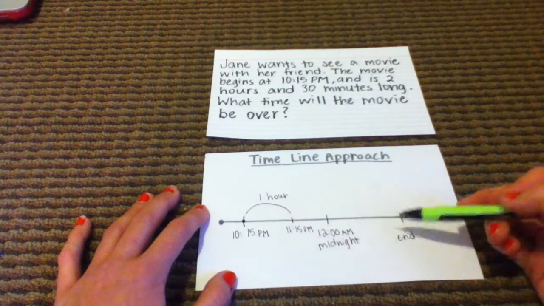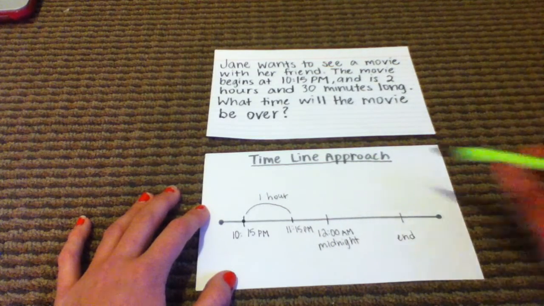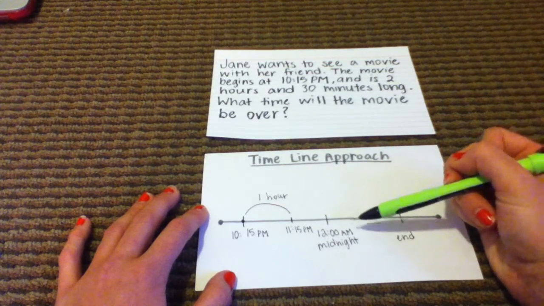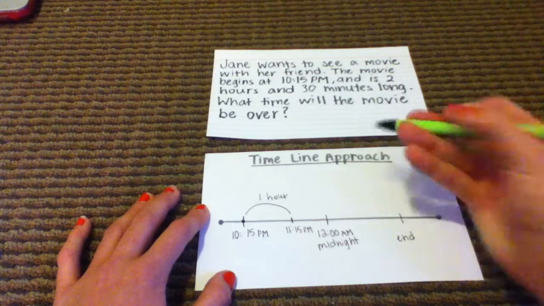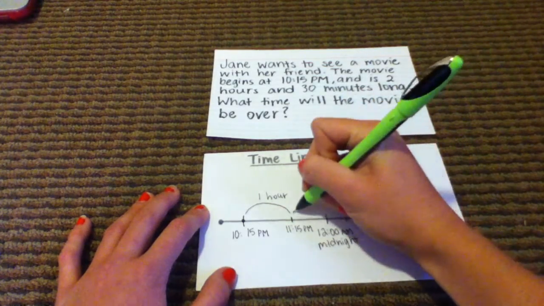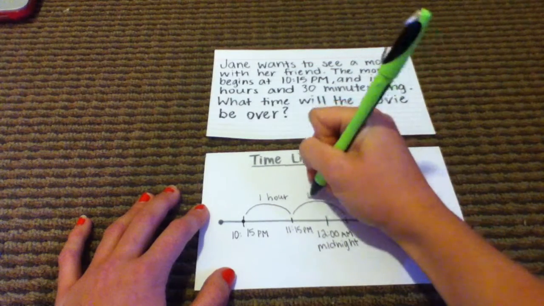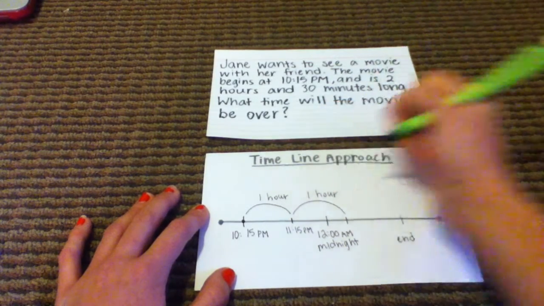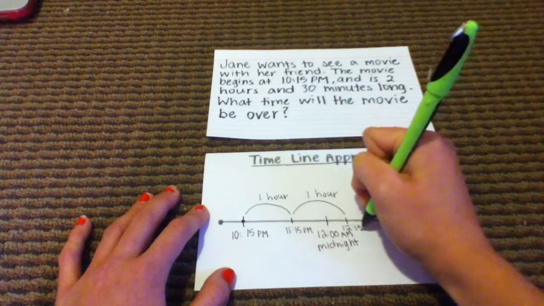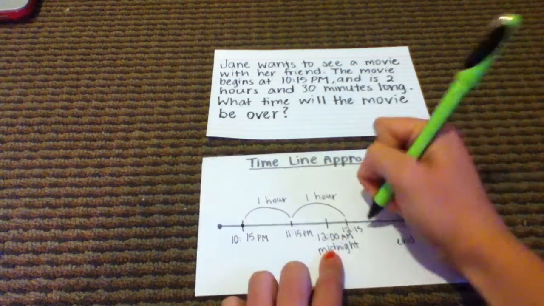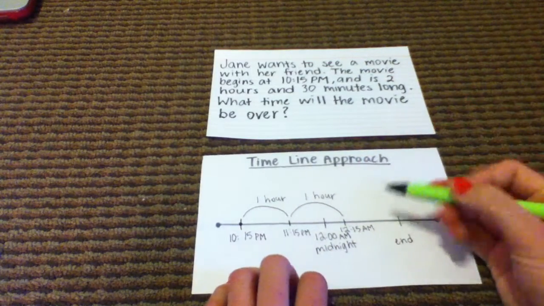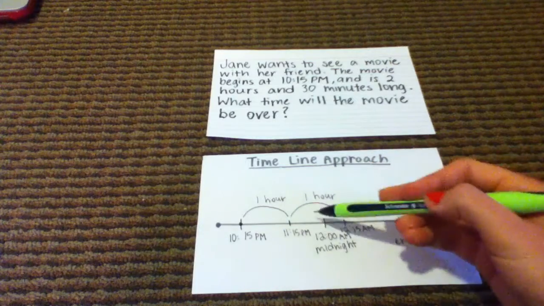We need to jump another because it's 2 hours and 30 minutes. So if we jump 11:15, 1 hour past that would be 12:15. So we're going to put that right here. Like I said, we just jumped another hour. And we jumped to 12:15. And because we passed midnight or 12 o'clock, we're going to change from p.m. to a.m. So we're now in a.m. So we've gone 2 hours.